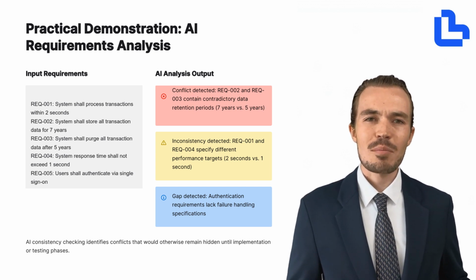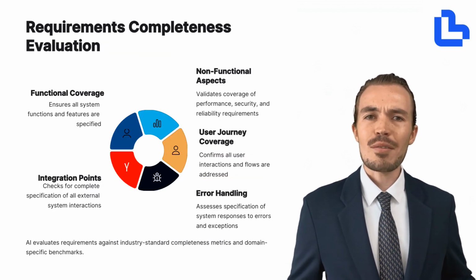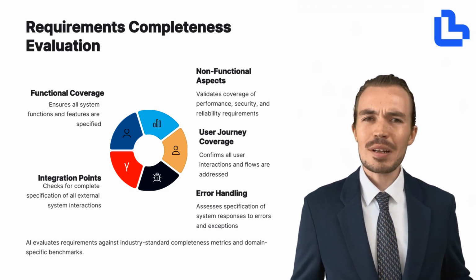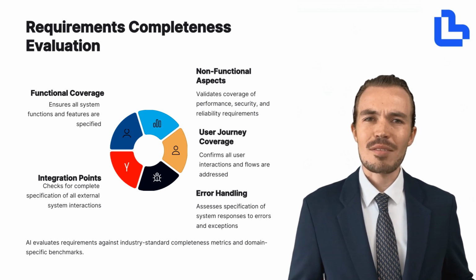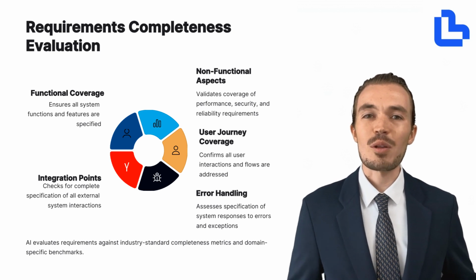Completeness is one of the most critical aspects of high quality requirements engineering. If your requirements don't fully describe the system, its behavior, and its interactions, you're leaving room for ambiguity, missed functionality, and costly rework.